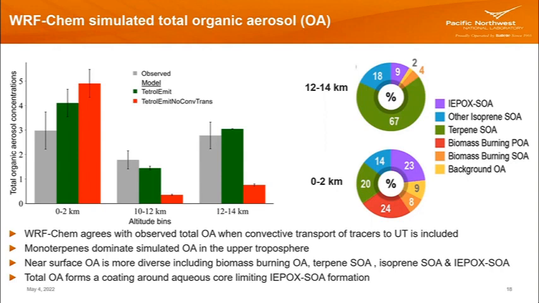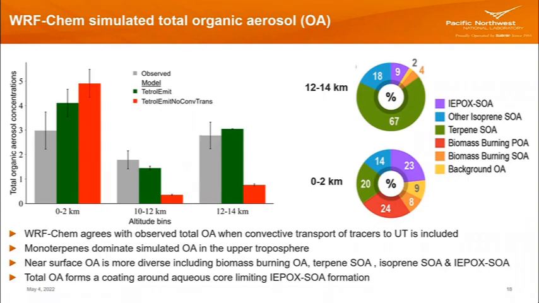Then there was another sensitivity study where you can still have deep convection on in the model, but you turn off the convective transport of tracers due to deep convection, and that is the red. If you turn off the deep convective transport of tracers, then you will not get the IEPOX SOA which you are seeing in the upper troposphere. And that is another proof that you need, in addition to atmospheric chemistry and direct emissions, these deep convection events, which are really important to explaining what is happening in the upper troposphere.